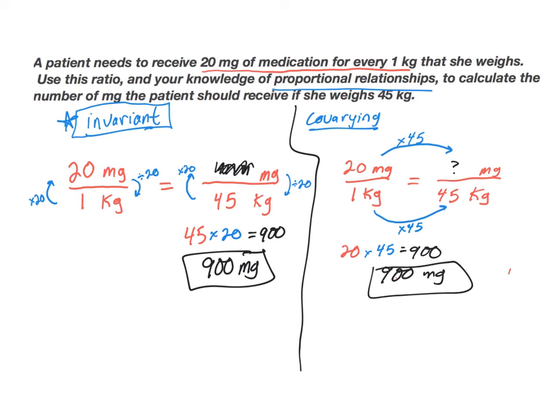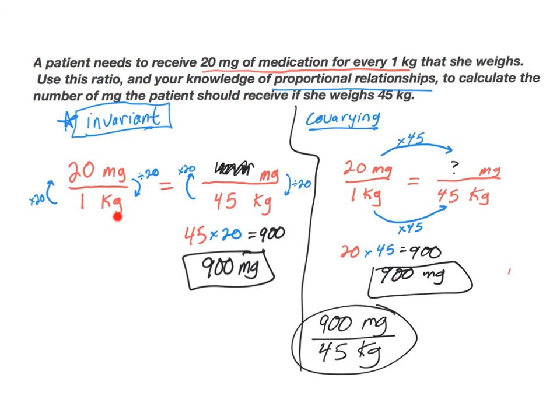I see that this ratio of 900 milligrams over 45 kilograms is equivalent to that of 20 over 1. The purpose of this video, again, was just to look at how we can use these properties, the invariant property and covariant property of equivalent ratios, to solve problems.